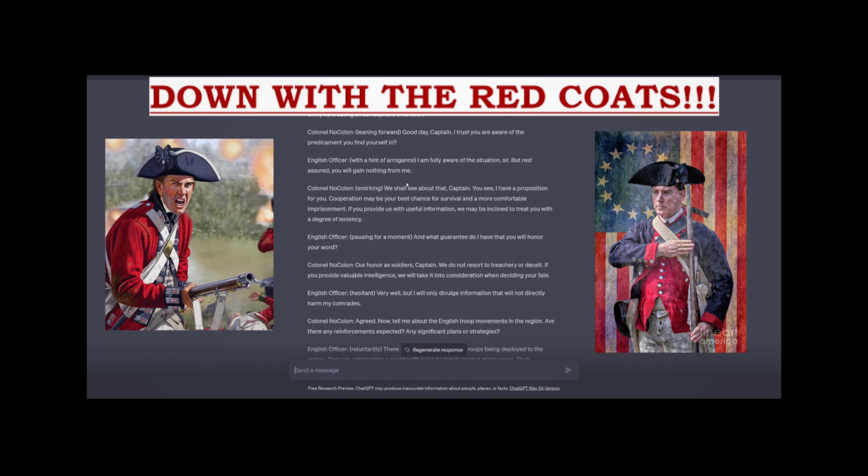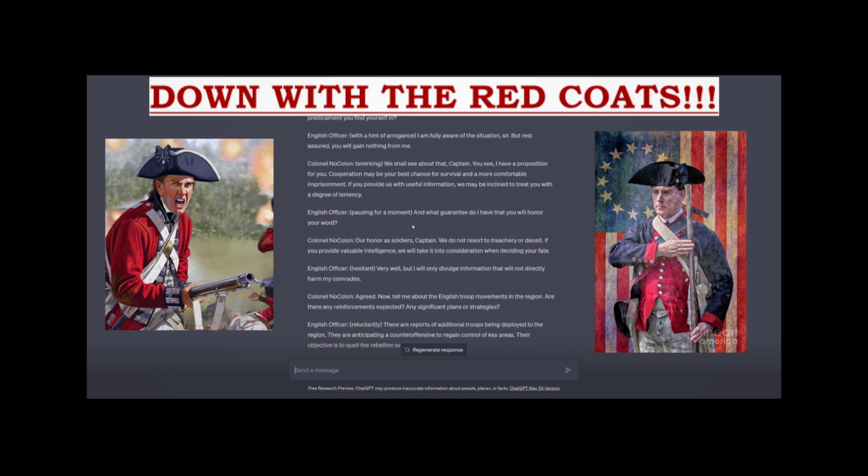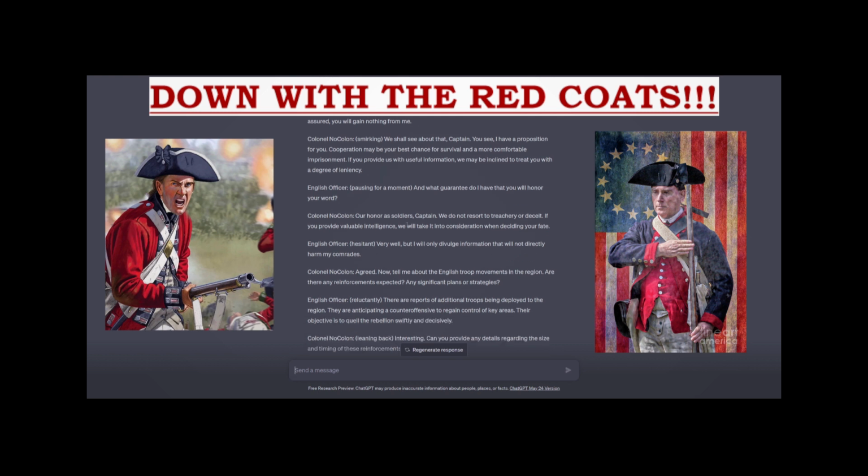Pausing for a moment, the English officer says, and what guarantee do I have that you will honor your word? Our honors as soldiers, Captain. We do not resort to treachery or deceit. If you provide valuable intelligence, we will take it into consideration when deciding your fate. He's hesitant, but he responds, very well. I will only divulge information that will not directly harm my comrades. Agreed. Now tell me about English troop movements in the region. Are there any reinforcements expected, or significant plans or strategies?